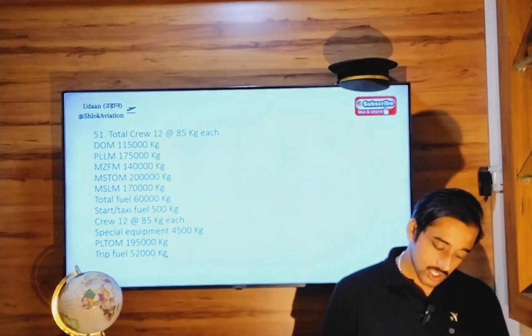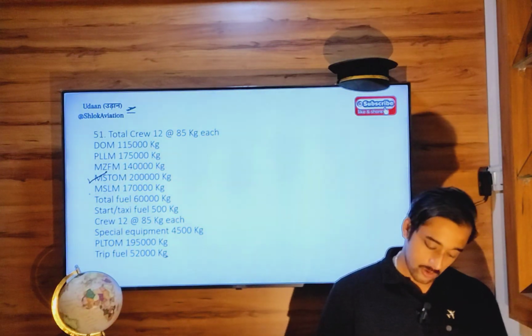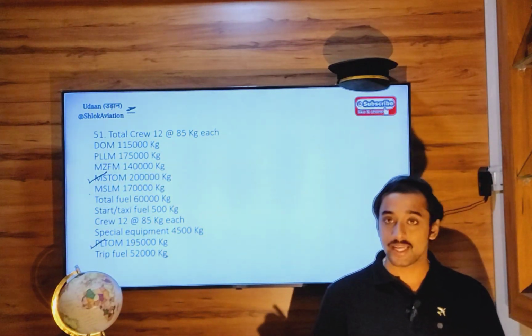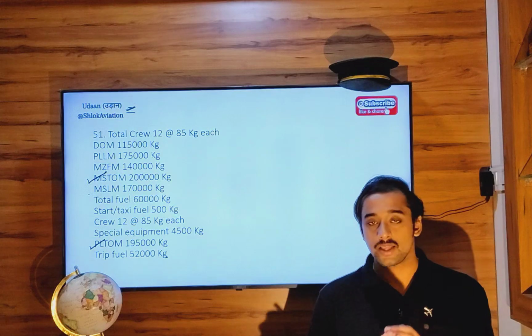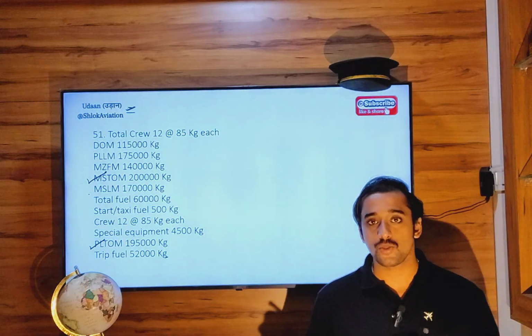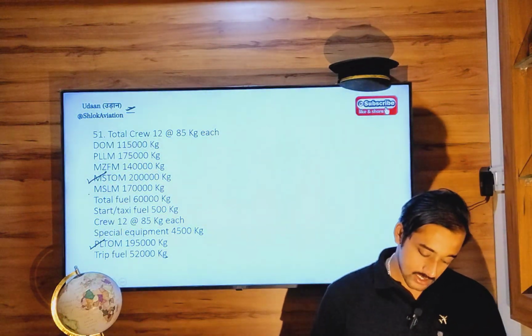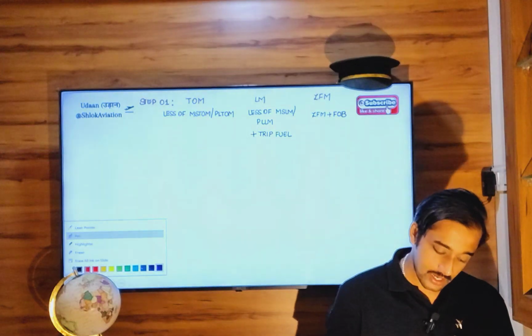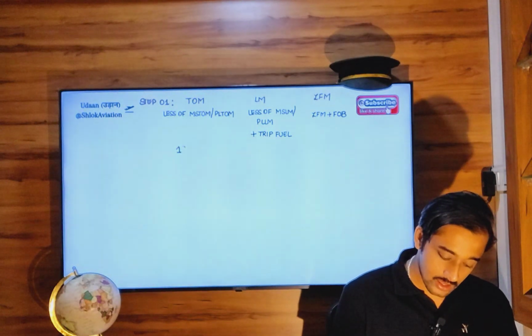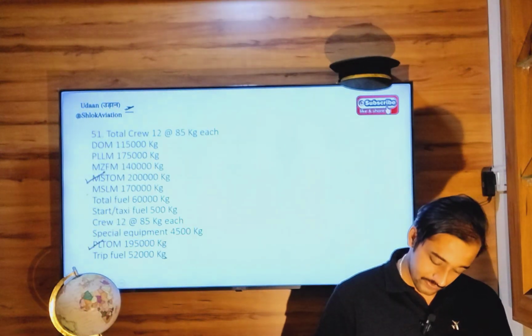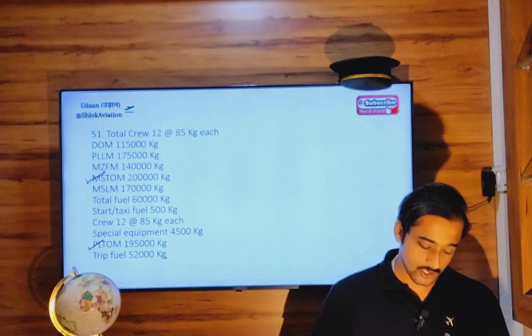Now maximum structural takeoff mass is 2 lakh. Performance limited takeoff mass is 1,95,000. 1,95,000 being less than 2 lakh, this becomes the takeoff mass. So I'm writing here 1,95,000. Okay, divide by 1000 to make calculations easy.